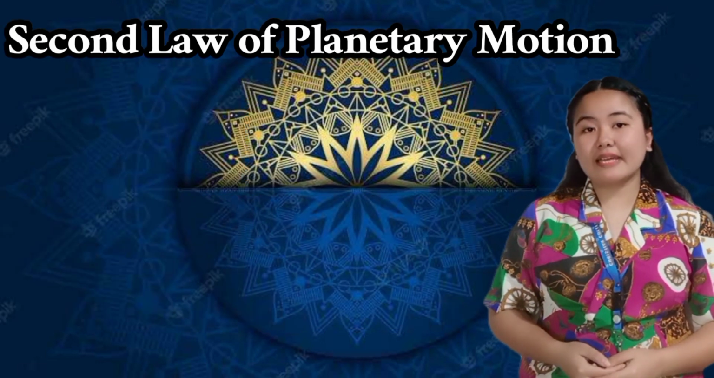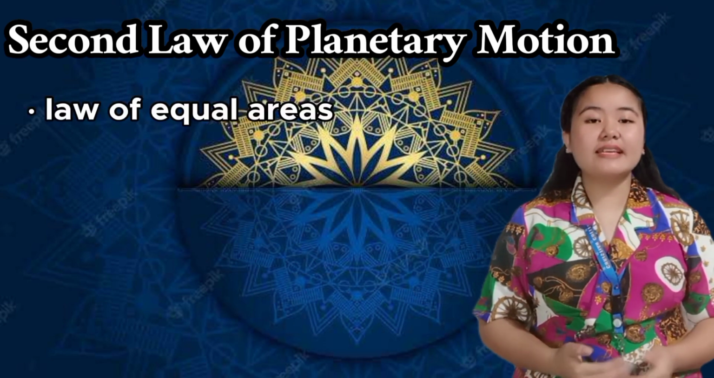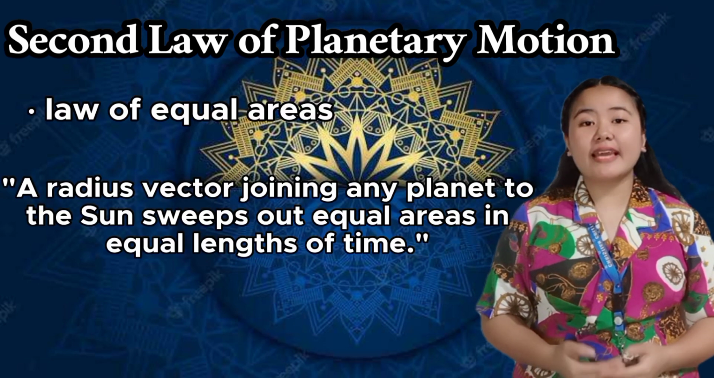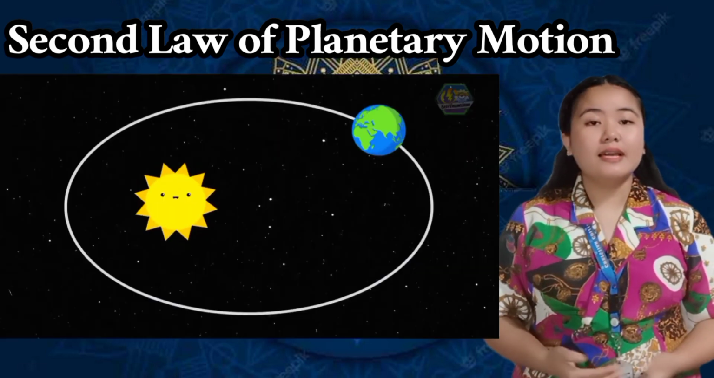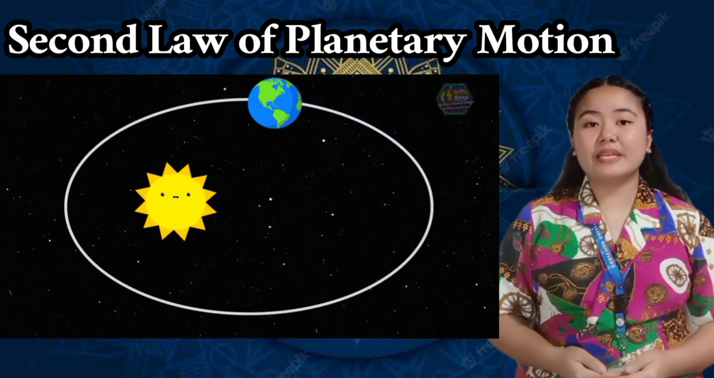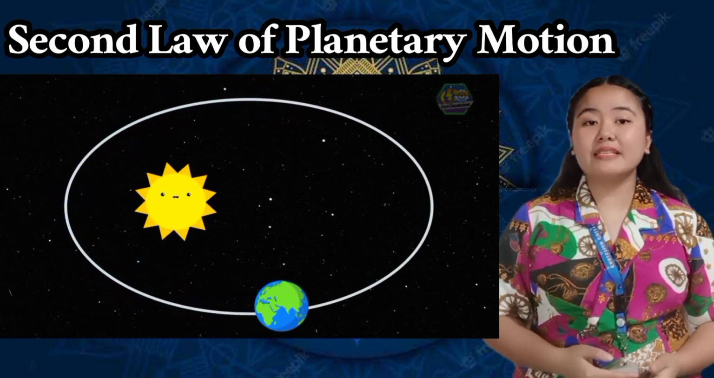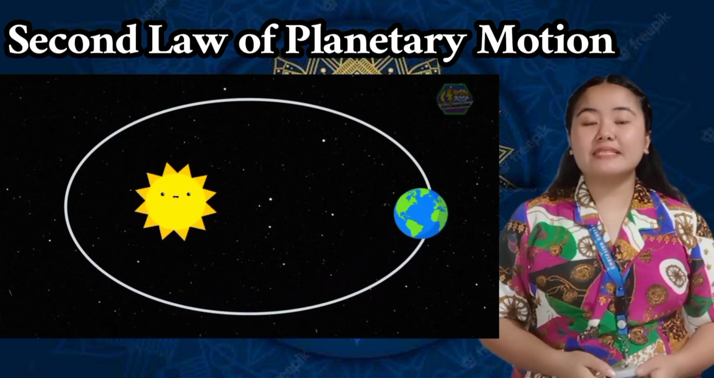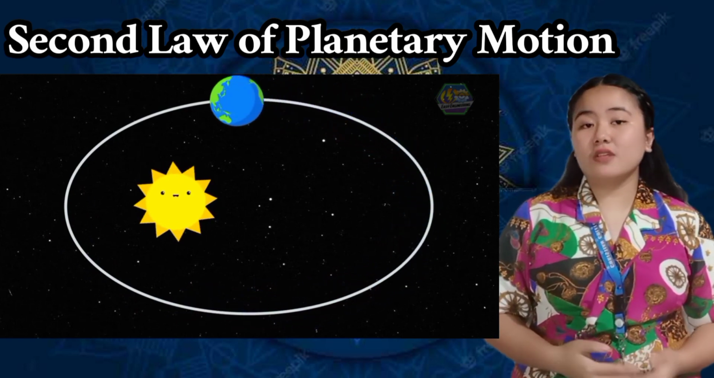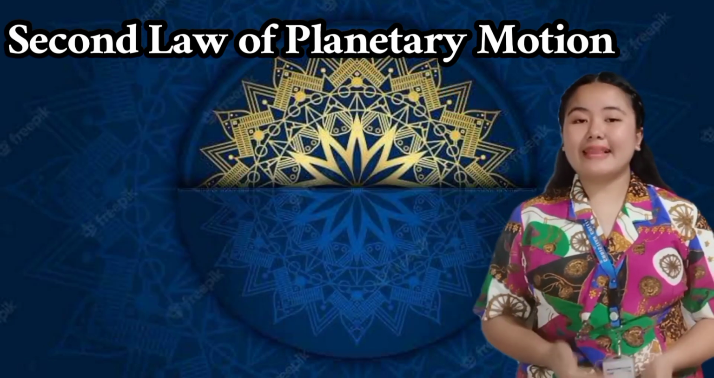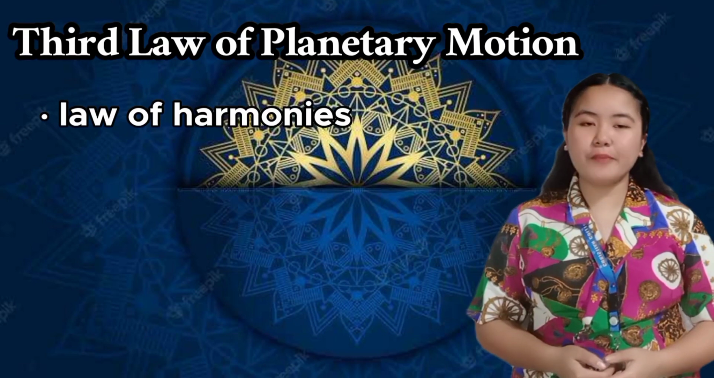Next is Kepler's second law of planetary motion, sometimes referred to as the law of equal areas, stated as: a radius vector joining any planet to the Sun sweeps out equal areas in equal lengths of time. Basically, planets do not move with constant speed along their orbits. It describes the speed at which any given planet will move while orbiting the Sun, and the speed at which a planet moves through space is constantly changing. A planet moves fastest when it is closest to the Sun and slowest when it is furthest from the Sun.